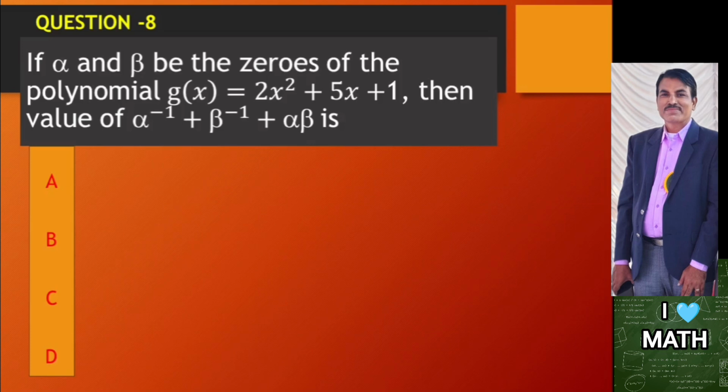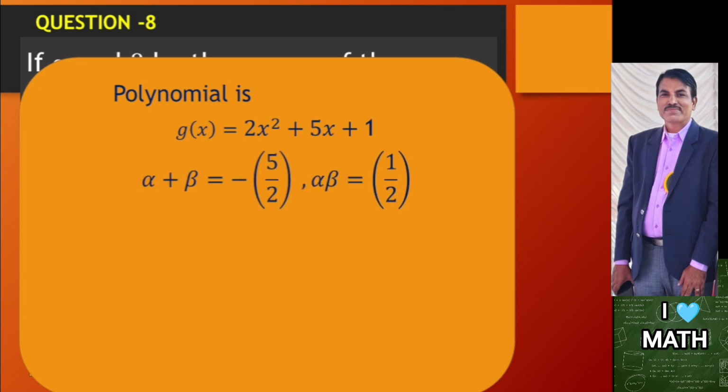Moving on to question number 8, alpha, beta are zeros of the polynomial. We need to find the value of the given expression. The polynomial given is g of x. So the sum of the zeros alpha plus beta, minus b by a, means minus 5 by 2, and alpha beta, the product of the zeros, is 1 by 2. We need to find alpha to power minus 1 plus beta to power minus 1 plus alpha beta. Alpha to power minus 1 means 1 by alpha, and same way 1 by beta. So we can take LCM and simplify.